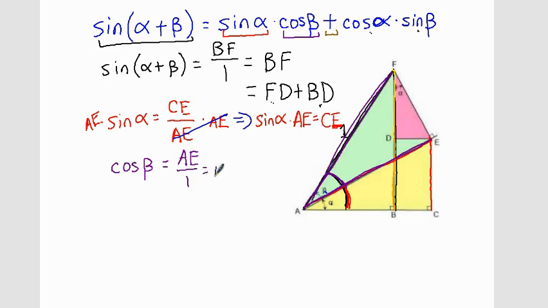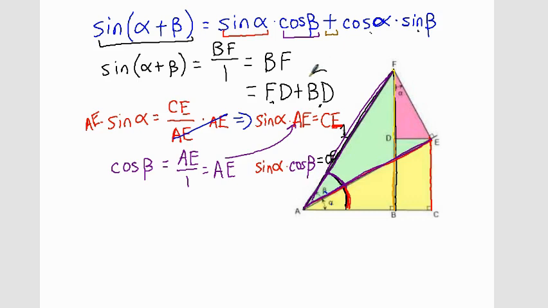Well, really, that's just equal to AE. And notice we know what AE equals, cosine beta here. So we end up with sine alpha times cosine beta is equal to CE. Now the idea was to take this, and it should be equal to either FD or BD, because that's what we had in this original part.